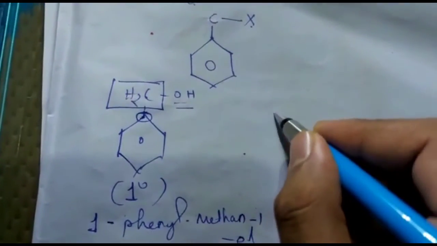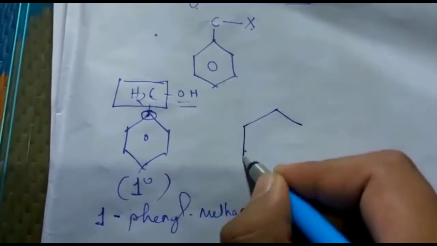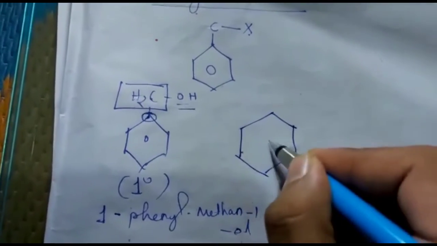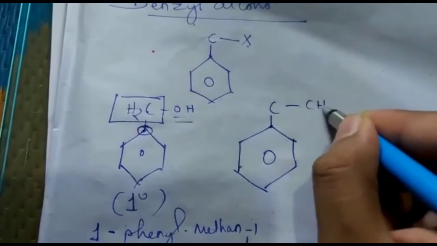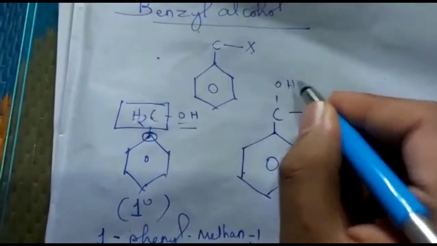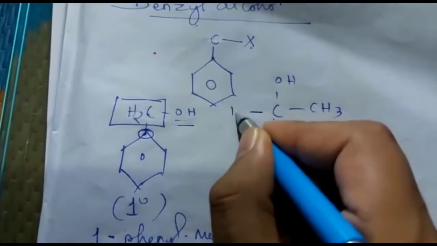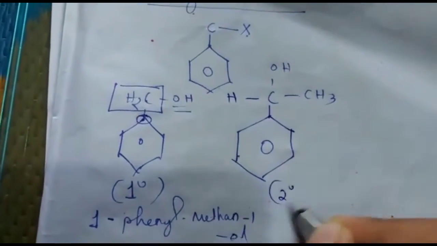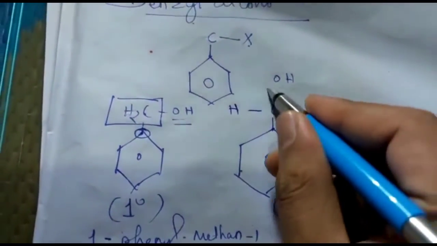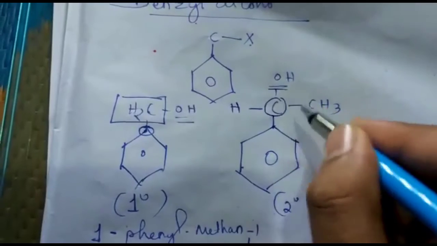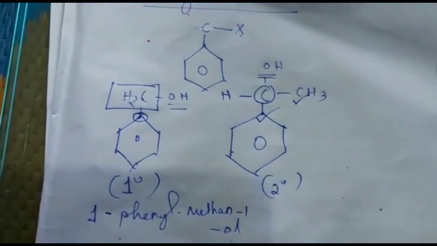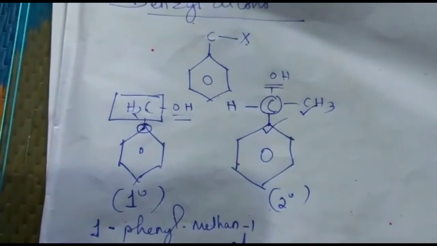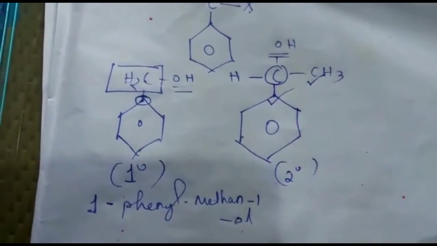Like this, come to the 2 degree. In the 2 degree, it is the benzene ring attached with carbon, and OH is attached with the carbon. It is now your 2 degree. Why is it 2 degree? The carbon connected to OH is connected with 2 carbons. It is 1 carbon and it is the second carbon. In this position 1 carbon is present. So it is known as 2 degree.